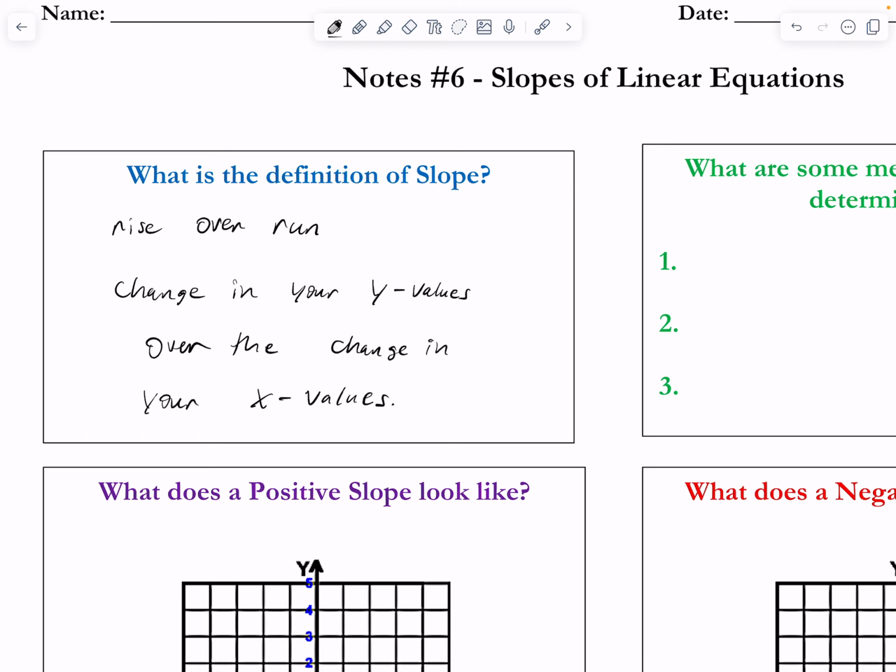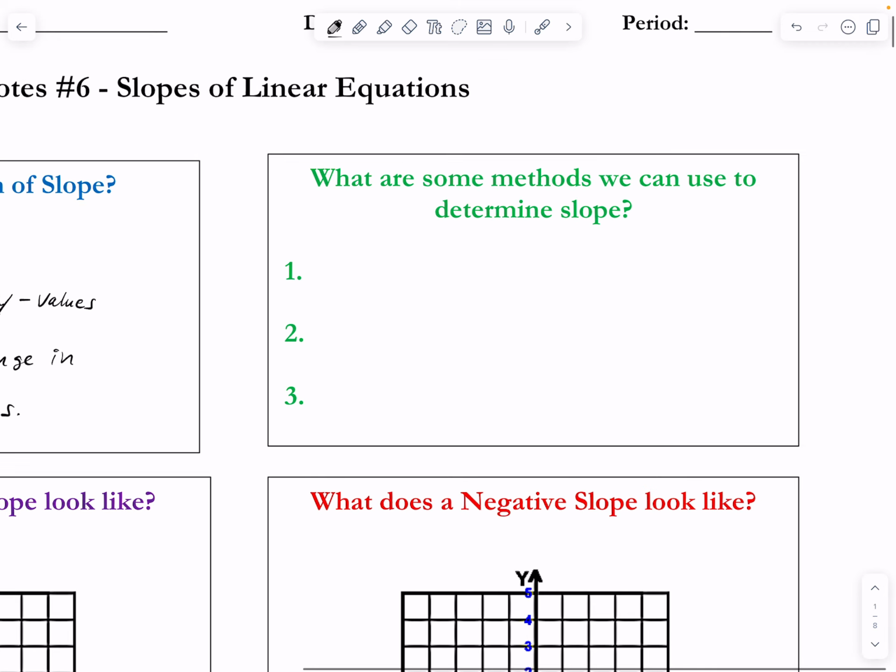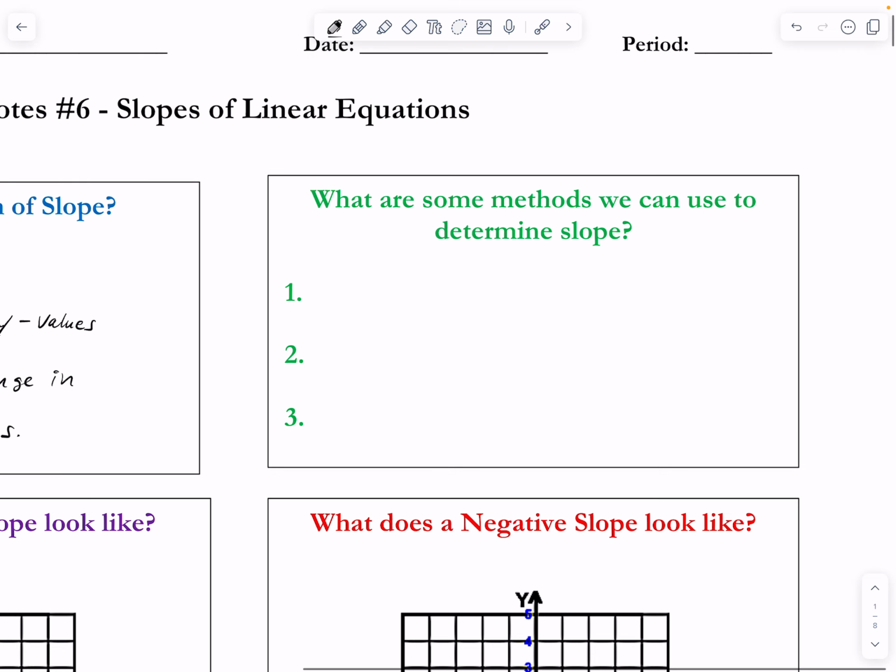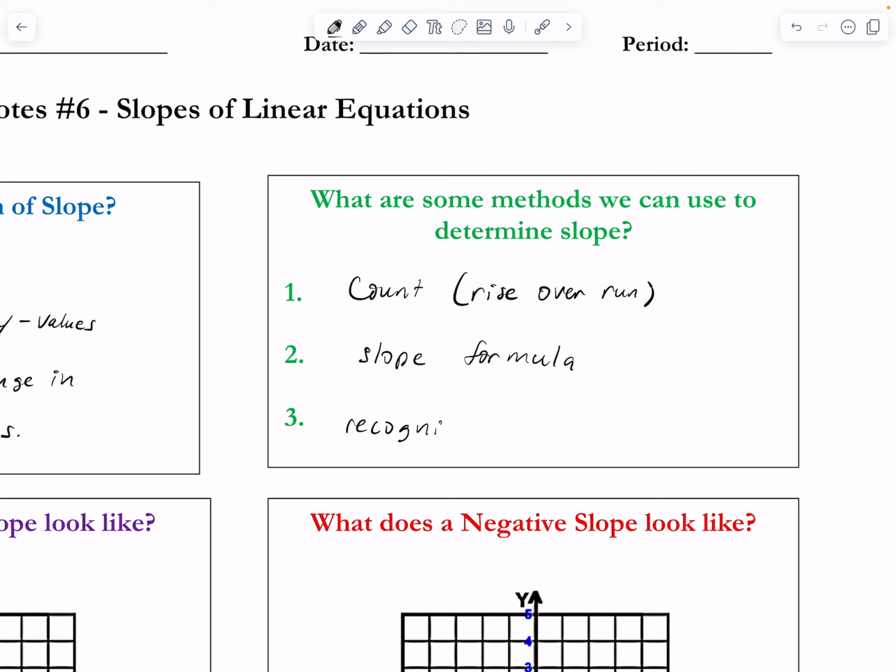I'm hoping you guys feel comfortable with slope since you worked on so much slope in Algebra 1. Some methods we can use to determine slope: if you're given a graph, you can just count. This idea of rise over run, we'll be doing that a lot. We can use the slope formula, that's always acceptable. And then sometimes you'll just recognize special ones.